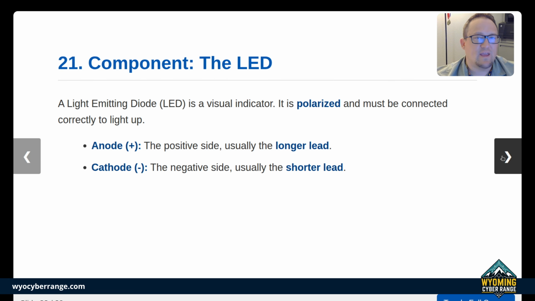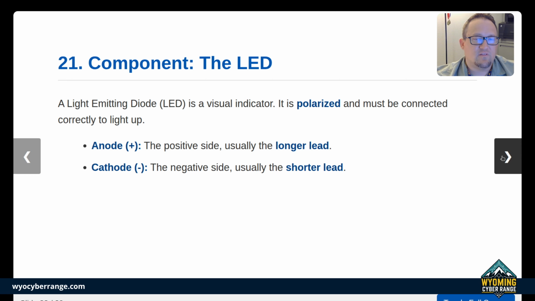Now, on the other hand, we have what's called an LED. Most of us know what an LED is. It's a light-emitting diode. It's basically a light. They can come in a whole bunch of different colors. Most of the LEDs that we're going to work with in this class are going to be the 2-wire LEDs. And a 2-wire LED is polarized. It needs to be correctly set up.